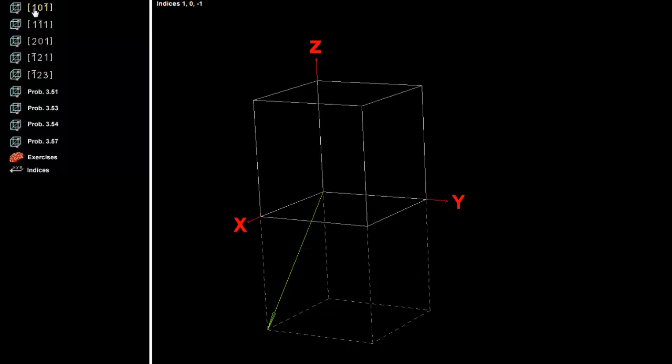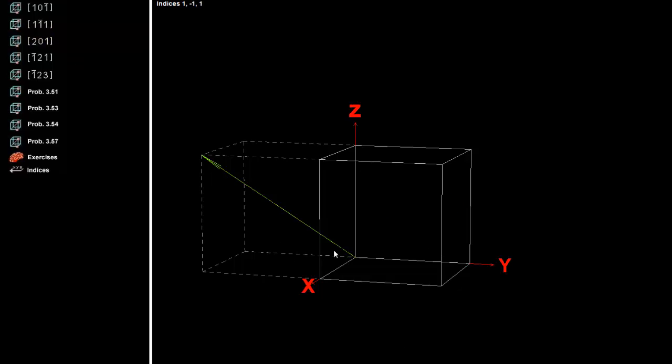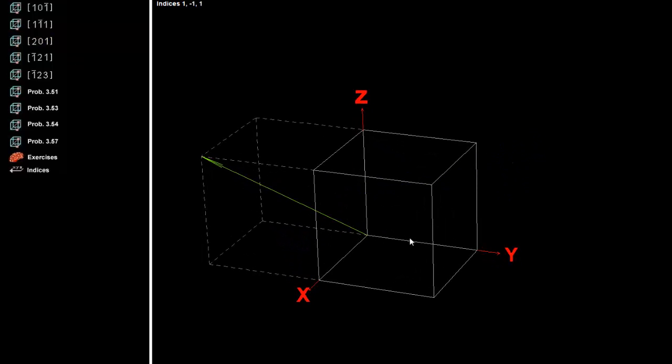What we're looking at here is the 1 0 1 bar direction. So I come out 1 in x, not going anywhere in the y direction, so I'm not coming out this way at all, and I'm going 1 down in z. So this is the 1 0 1 bar direction. Here, I have the 1 bar 1 direction. So come out 1, go back in y, go negative 1 in y, and then I go up 1 in z. So this becomes the 1 bar 1 direction.